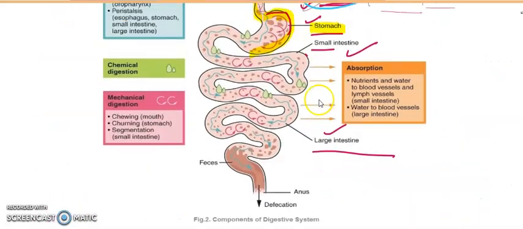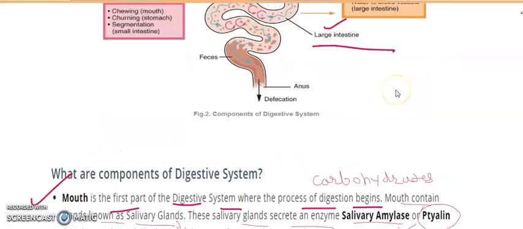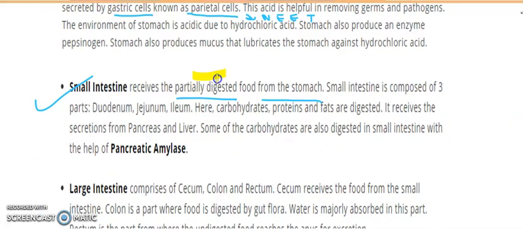You can find it very interesting if you relate it to the diagram. Here you can see the stomach, and after the stomach there is the small intestine. Most of the digestion takes place in the stomach, but the partially digested, that is incompletely digested, food will further move to the small intestine region. So the small intestine receives the partially digested food from the stomach.